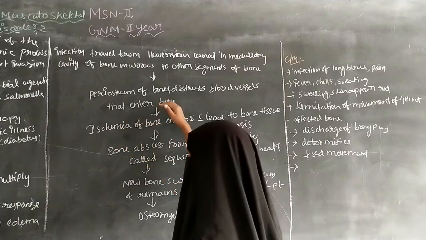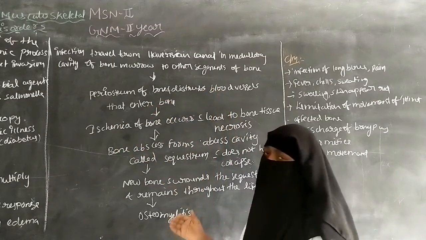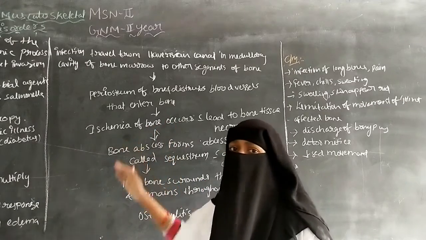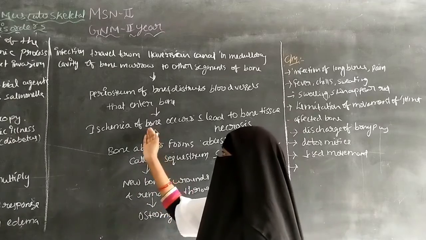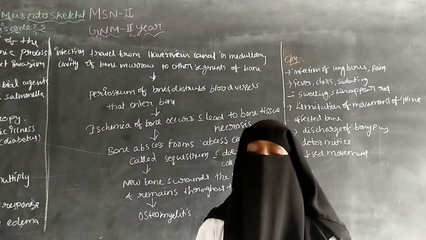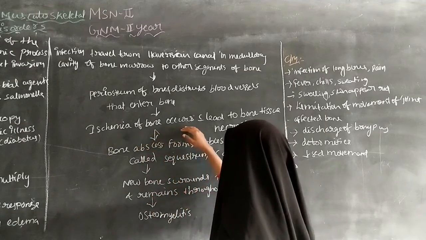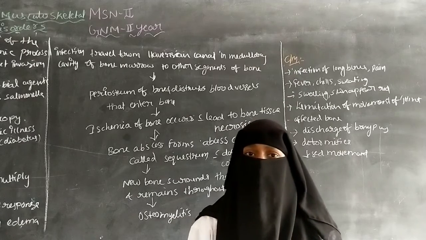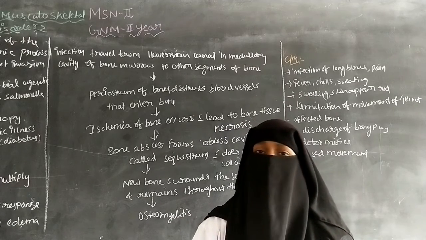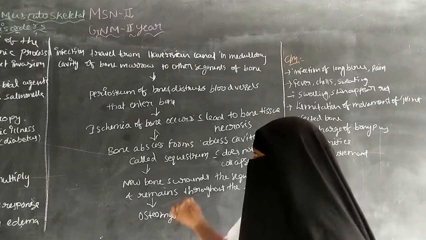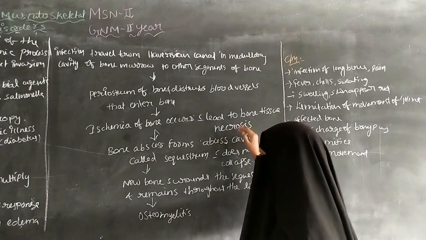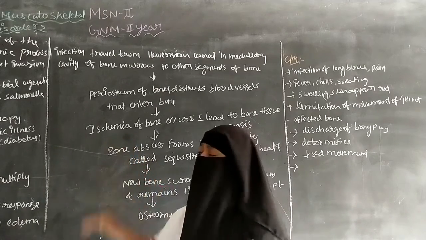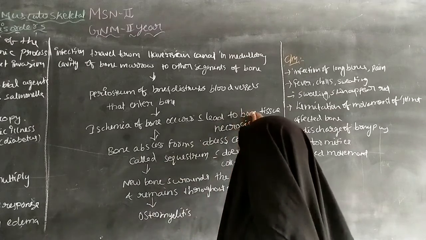Because of this, the infection spreads to the blood vessels and the periosteum, so it leads to ischemia of the bone. Ischemia of bone means decreased blood supply to the bone, and it can lead to bone tissue necrosis. The decreased blood supply to the bone leads to the death of the cells in the bone. Necrosis means death of the cells. So decreased blood supply to the bone can cause bone tissue necrosis.